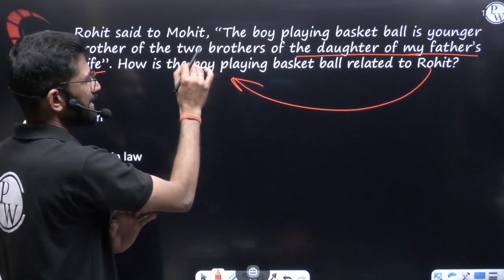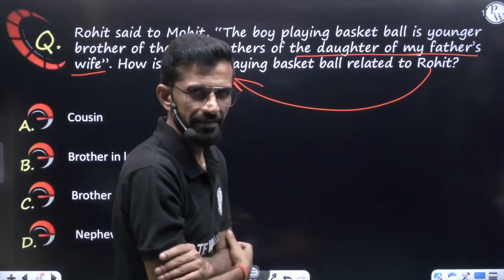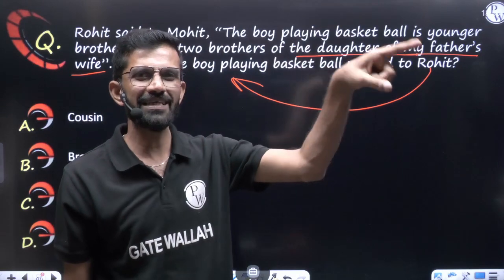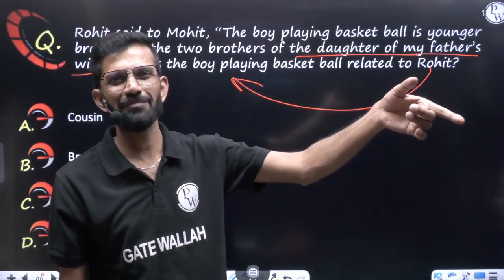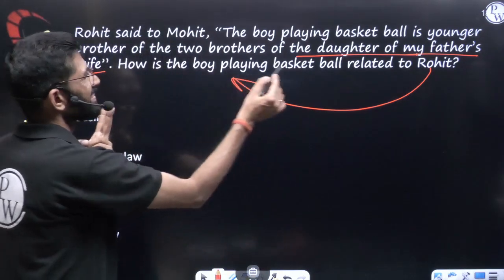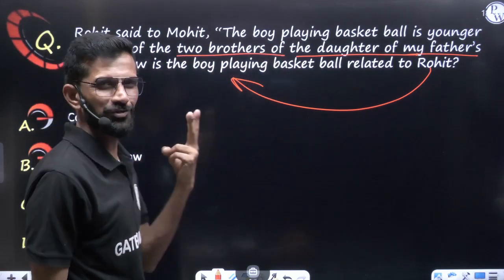Now go to the sentence. The boy playing basketball is the younger brother of the two brothers of my sister. My sister is having two brothers. Okay, and the younger brother is that basketball player. I am the elder brother, he is the younger brother, because my sister is having only two brothers. They have used the words, the two brothers. Only two brothers.